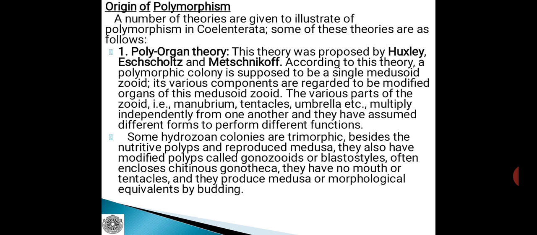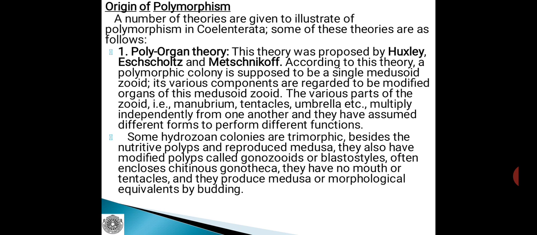Coming to the origin of polymorphism. A number of theories are given to illustrate polymorphism in coelenterates. Some of these theories are as follows. The first one being the Polyorgan Theory. This theory was proposed by Huxley, Zoltz and Meshinkov.